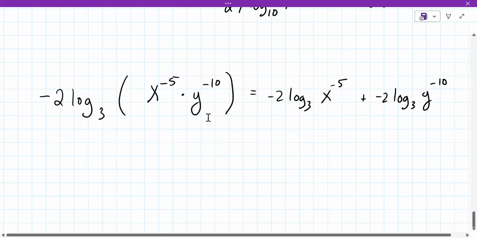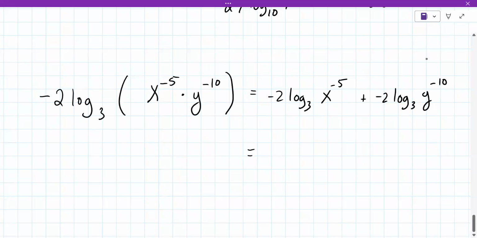Now, what do I do with these exponents? What do you do with the exponents? Oh, well, you multiply them to the -2. That's right. So this becomes 10 log base 3 of x plus 20 log base 3 of y. It doesn't matter. The exponent could be a fraction, it could be a decimal, it could be anything. You can still multiply the front.